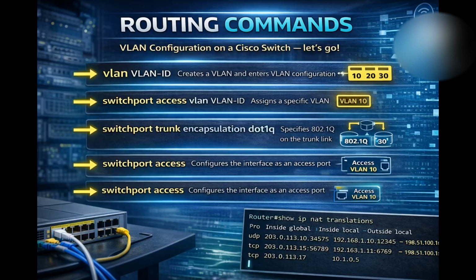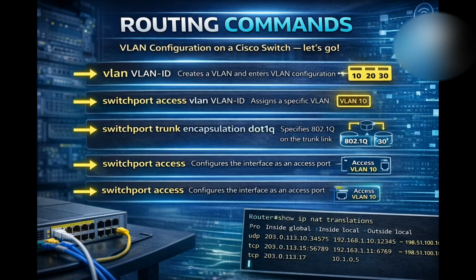Next, switchport access vlan, followed by the VLAN number. This assigns a specific VLAN to that interface. Now, switchport trunk encapsulation dot1q. This command specifies 802.1Q encapsulation on a trunk link, enabling VLAN tagging.